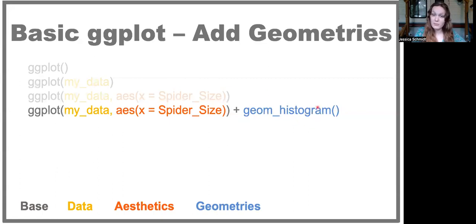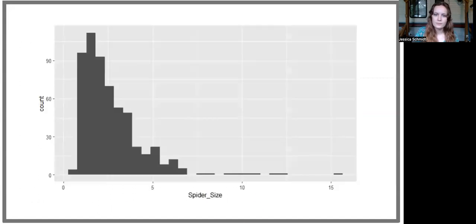And it could be something else. It could be a geom scatter plot. It could be a pie graph. It could be any sort of thing. But here we're just practicing with a histogram. So we're adding plus geom_histogram. And voila, an actual real plot. We now have a histogram.